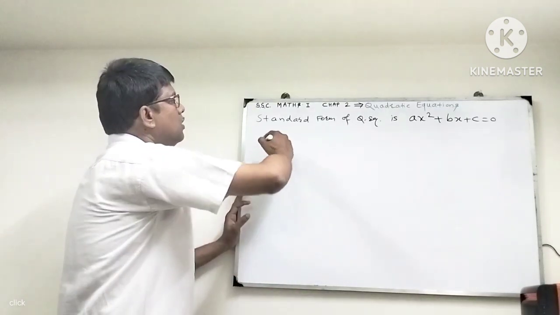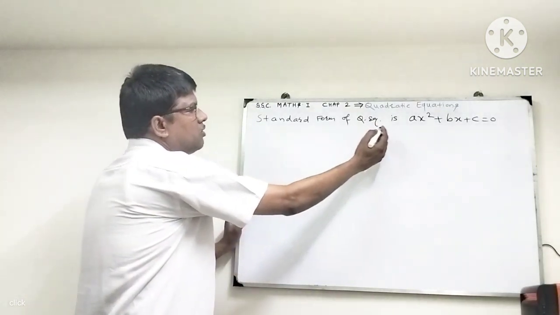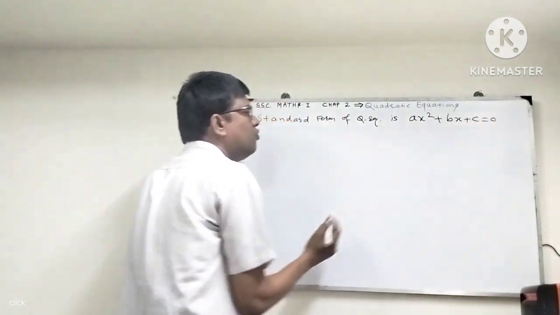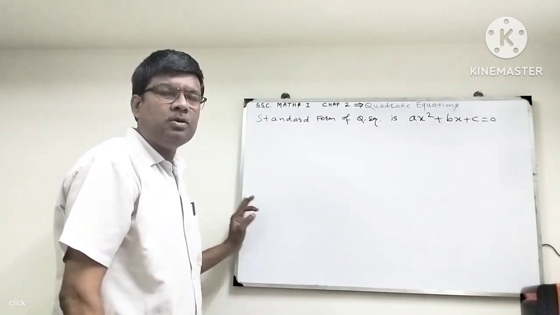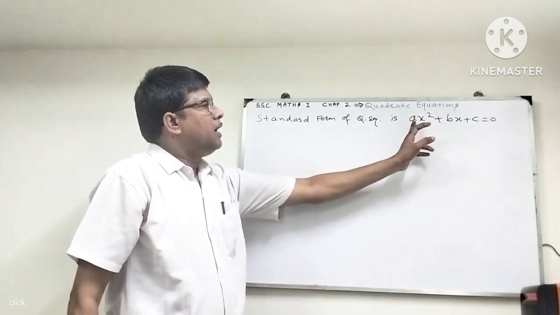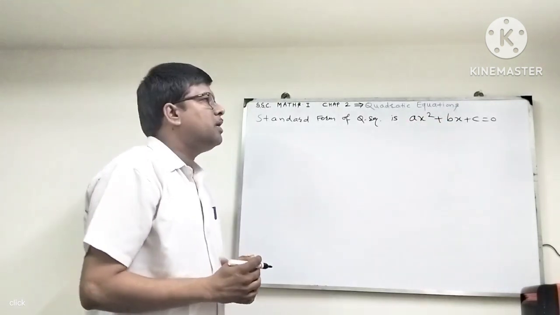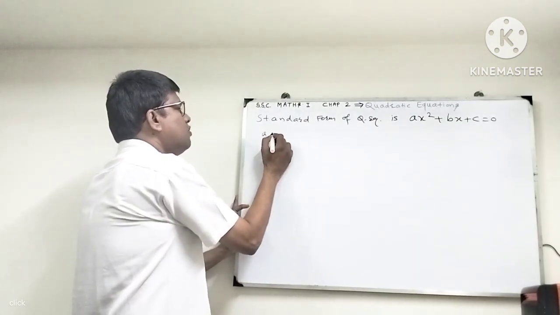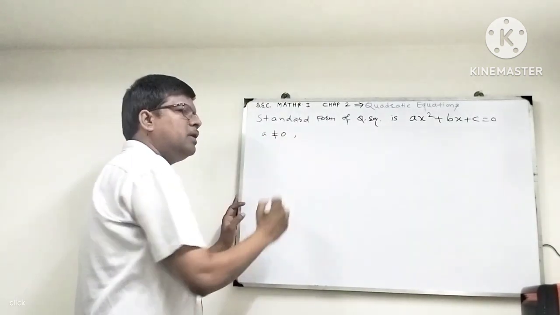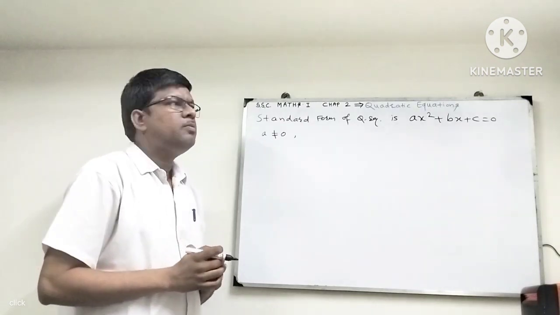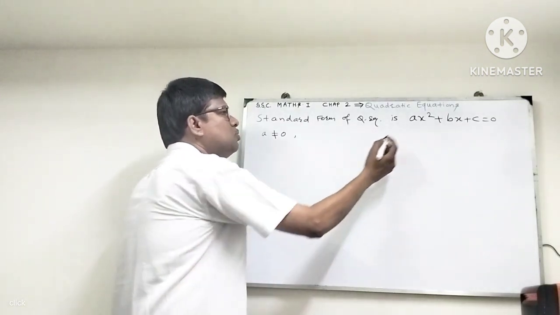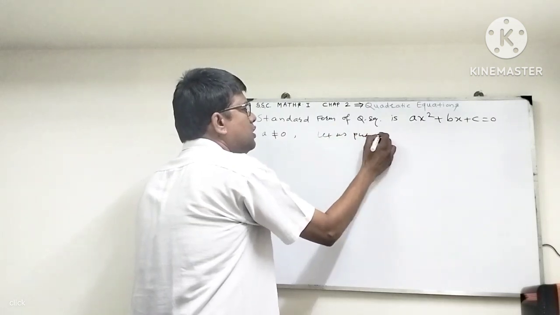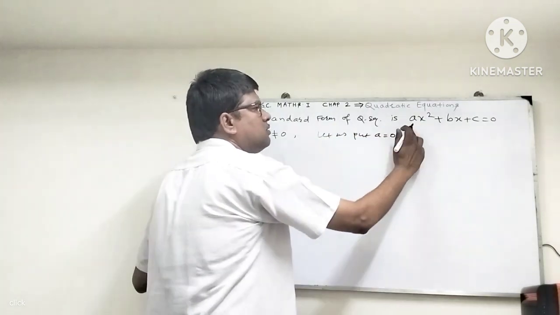Now, what is the standard form of quadratic equation, which is given as ax square plus bx plus c, where c is said to be constant and a, b, c are the real numbers. But here the condition is a must be non-zero. Let us check what will happen if a is 0. Substitute a equal to 0. Let us put a equal to 0 in standard form.